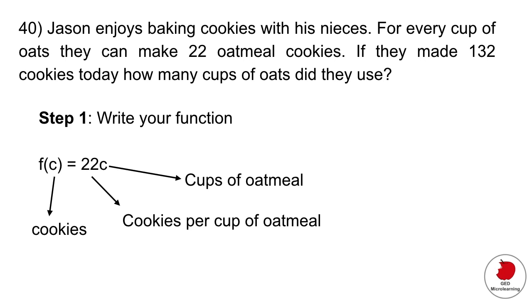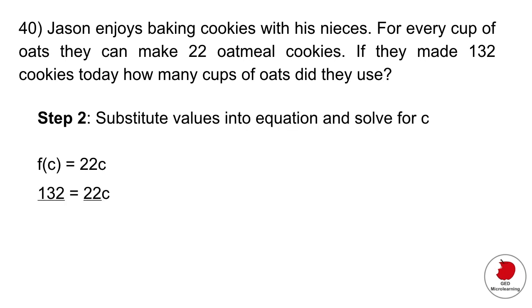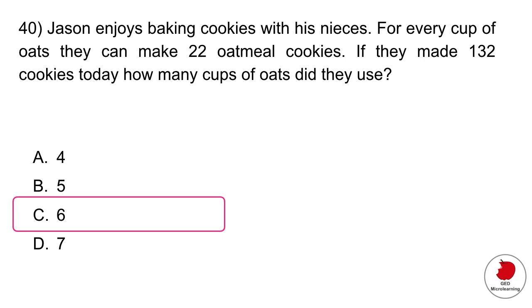All right, so if we look back at the question, we have some information that we can plug in. We can plug in the number of cookies that they made in that batch, which was 132. So you would set up your equation like that, and now to solve for the second c, which was the cups of oats that they used, all you have to do is divide both sides by 22, and that gives you c is equal to 6. So they used 6 cups of oatmeal to make those 132 cookies.